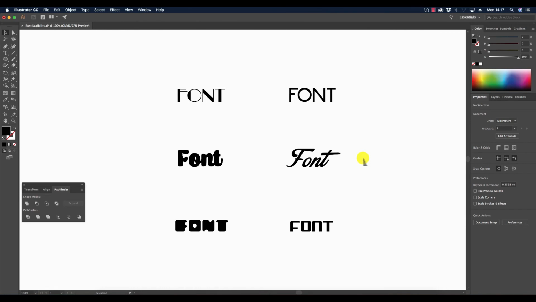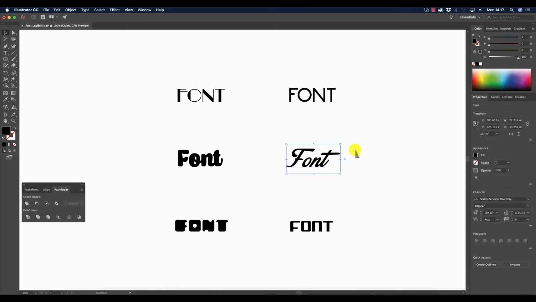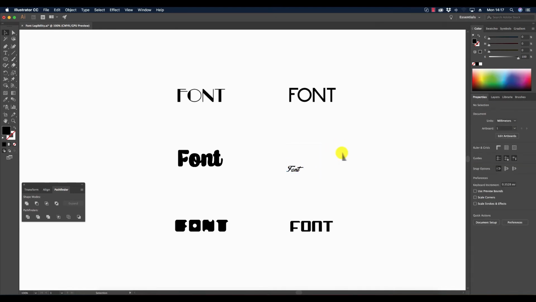So on the right hand side here we have an alternative font yet again, which is a script font, but it's a lot more readable. The F, the O, the N and the T are a lot more prominent, and we can read the word font at a glance, and we can also read it effectively at a smaller size.